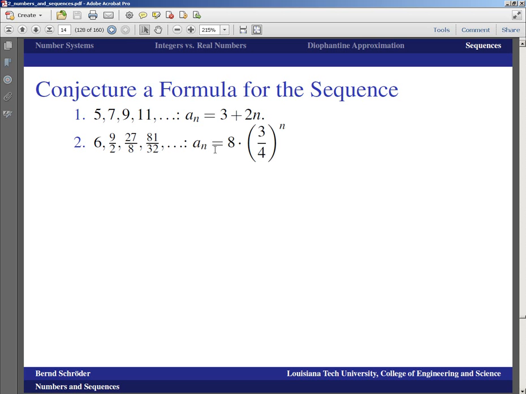Actually, it's 8 times 3/4 to the n. I got the 3/4 right, but then somehow lost it on the rest of this stuff. And why is that 8 times 3/4 to the n? Because this is actually already the second term, right? This is not the first term, it's the second term.